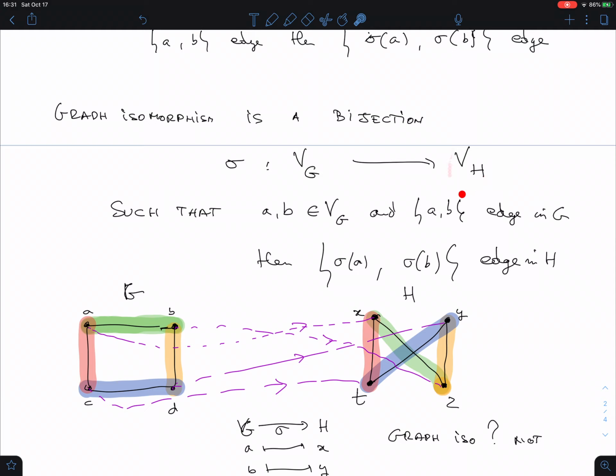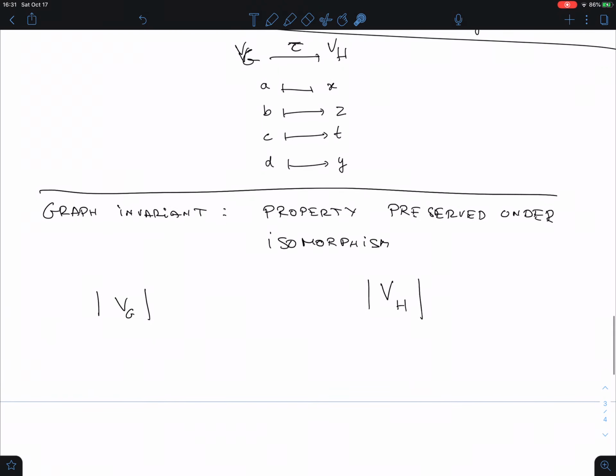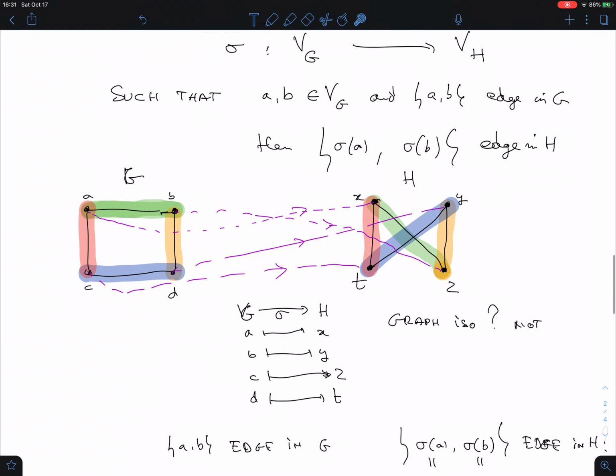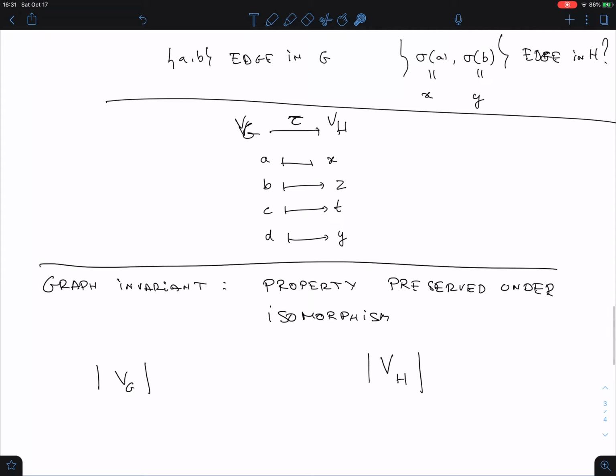Not the sets themselves. They are not invariant because I can map one set to another set. That's not invariant, but the number is invariant. That is because it is a property that is preserved under isomorphism. There are 4 edges here, therefore there are 4 edges there in this particular example. So that's what a graph invariant is.